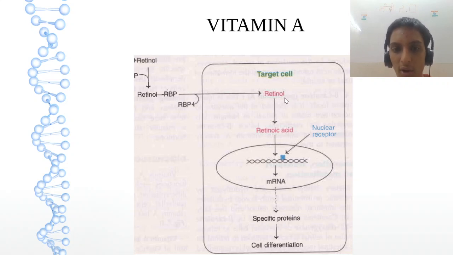So there is a carboxyl group. Okay, now it binds to the mRNA and codes for proteins. This is important for cell targeting. Okay, so this is the metabolism of vitamin A.